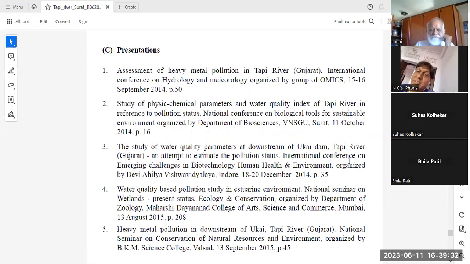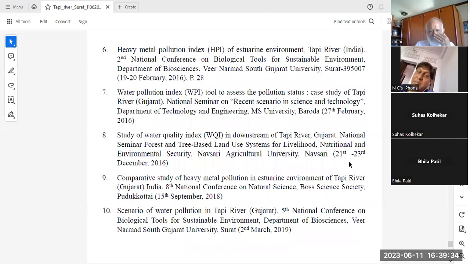These are the presentations. And we have published these abstracts from south to north, from Tamil Nadu to Jammu and Kashmir, and from Bihar to Gujarat. Almost all states have been covered for publishing such content.